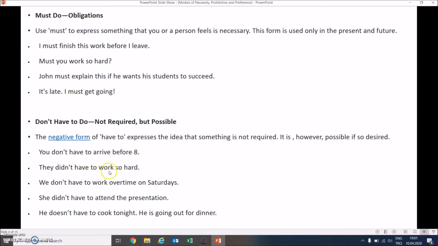They didn't have to work so hard. We don't have to work overtime on Saturdays. But if we work overtime, nothing happens. She didn't have to attend the presentation. He doesn't have to cook tonight. He's going out for dinner. So no need to cook.